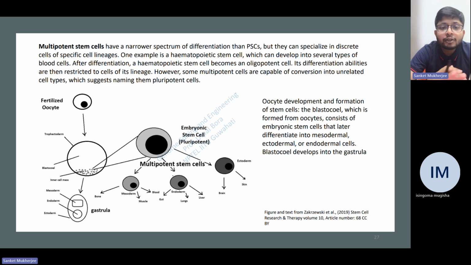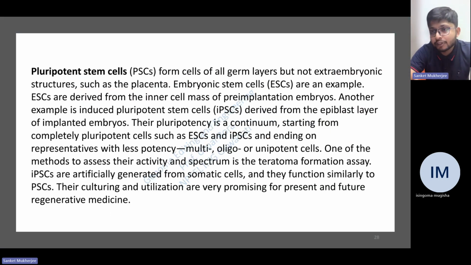After differentiation, a hematopoietic stem cell becomes an oligopotent cell. Its differentiation abilities are then restricted to cells of its lineage. However, some multipotent cells are capable of conversion into unrelated cell types, which suggests naming them pluripotent cells. So, after that we have the pluripotent stem cells, which form all the germ layers, but not the extra-embryonic structures, such as the placenta.